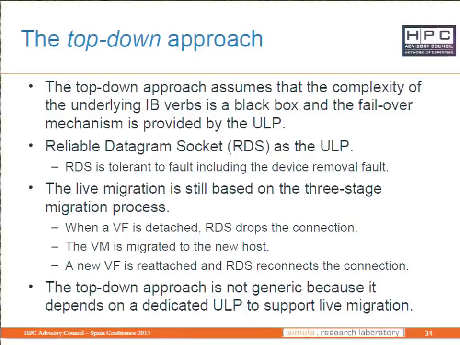Again, the live migration in this small test is based on the three-stage migration process. So what happens is, when the virtual function is detached, the protocol will drop the connection, then the VM will be migrated, and then the protocol will reconnect the connection. But the problem with the top-down approach is that it's not generic, because it depends on an upper layer protocol to support live migration. And for example, what if your infrastructure doesn't use any upper layer protocol that supports fault tolerance?